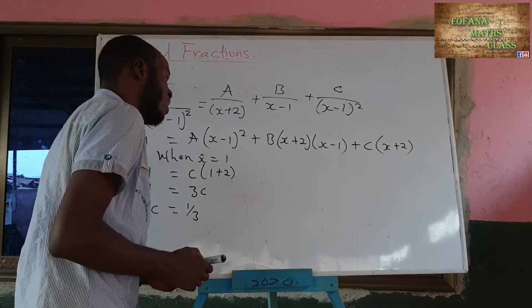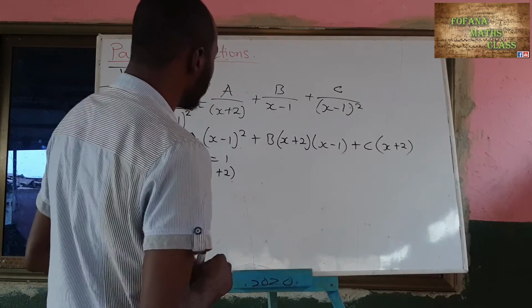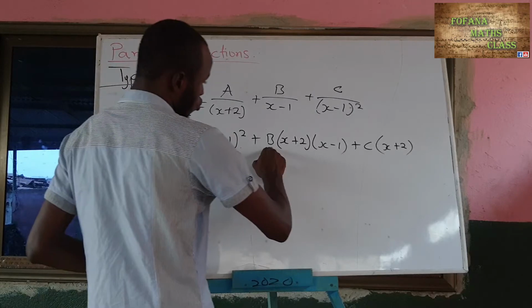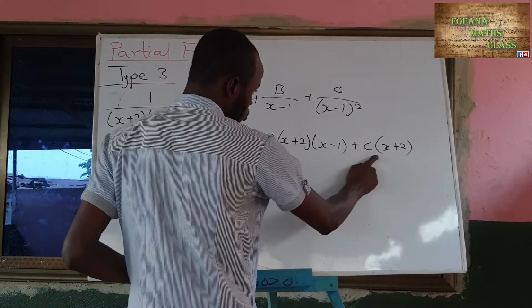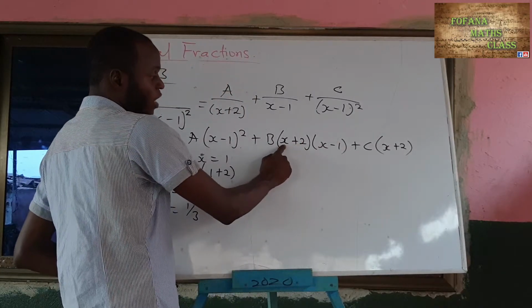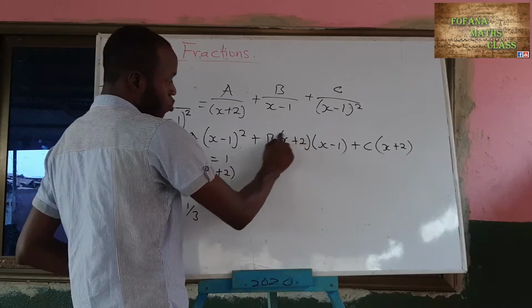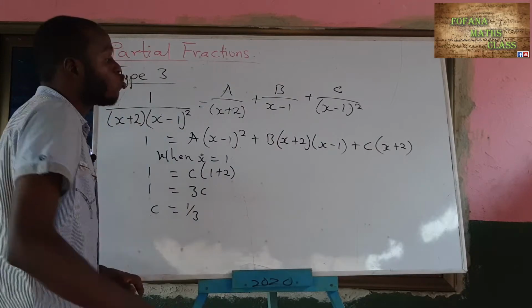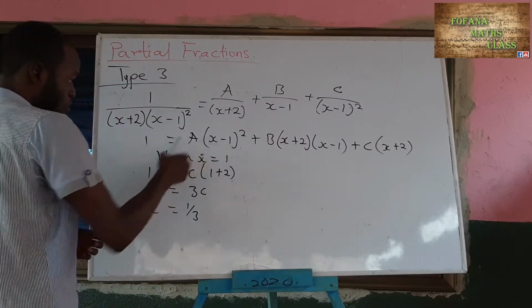Now let's see which one again. When I set x to be equal to minus 2, it will turn b to 0, it will turn c to 0 also, because here I'll have minus 2 plus 2, which will give me here 0, multiplying the whole of this will give me 0, and here too it will multiply and give me the c to be equal to 0. So from there I can solve for a.